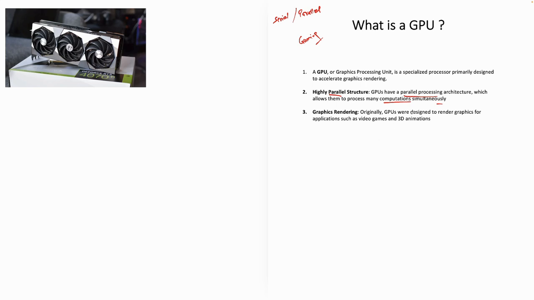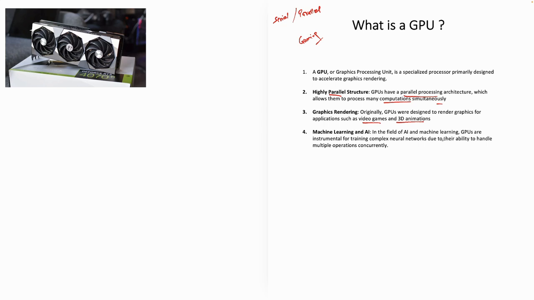Originally, as I said, GPUs were designed to render graphics for applications such as video games and 3D animations. At that time, people were not even thinking about AI, right? They just thought, okay, this is because gaming was really becoming very popular, if we go back, say, 10 years down the line. Now people started thinking, hey, because of the power of a GPU, I could actually utilize it in machine learning and AI. So the scientists started thinking, why don't we use GPUs in the field of AI?